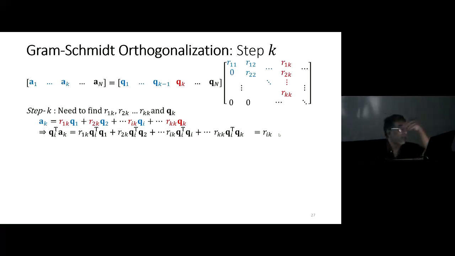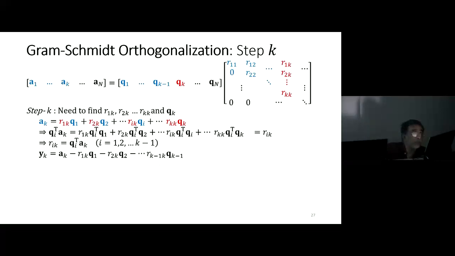Okay, so Rik is Qi transpose Ak, and I can go from the non-diagonal elements only, from 1 through k minus 1. I don't know what Qk is yet, right? So then what do I do for Rkk? I take the residue, Yk, after I remove all the components along Q1, Q2 until Qk minus 1 from Ak.